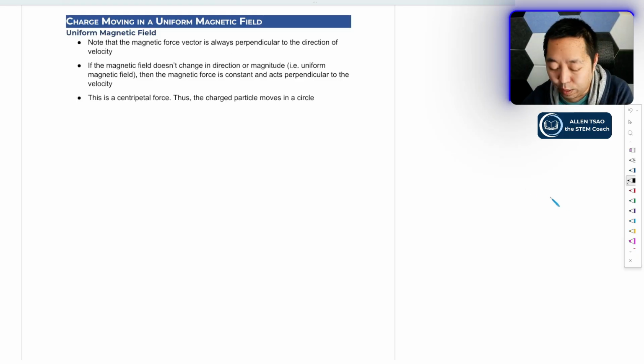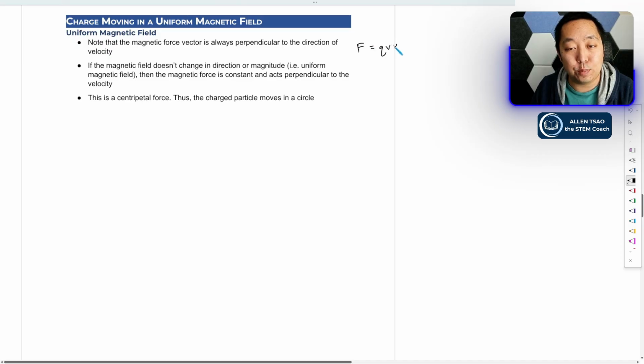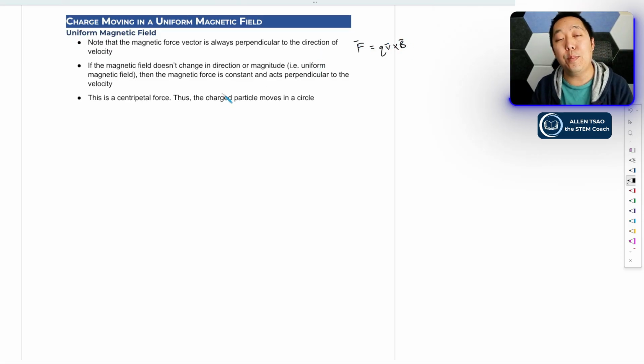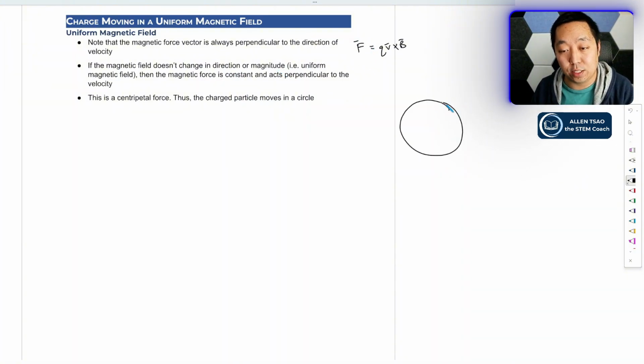All right, so now we're going to look at a specific example of a charge moving through a uniform magnetic field. Keep in mind the equation for the magnetic force, qv cross B: the magnetic force vector is always perpendicular to the direction of the velocity. And if the magnetic field is uniform, that is, it doesn't change in direction or magnitude, then the magnetic force is constant and acts perpendicular to the velocity.